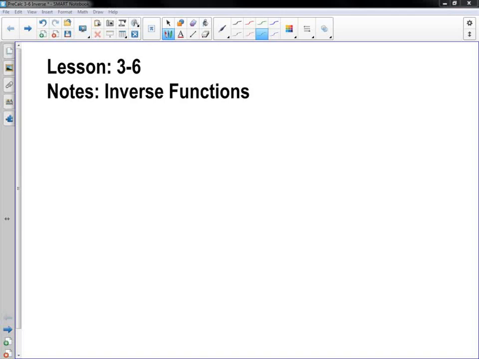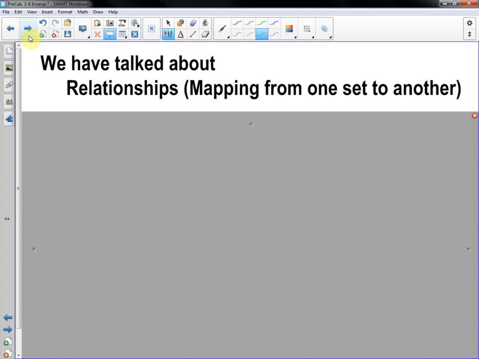Okay, lesson 3.6, calculus, we're talking about inverse functions. So, with inverse functions, it's kind of adding a layer to what we learned already.